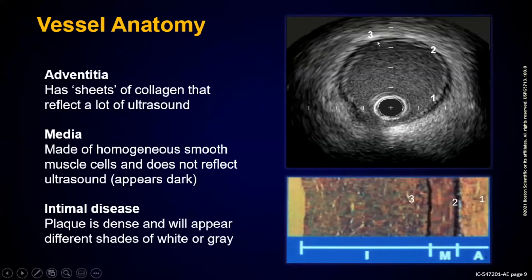Then there is a thin rim of black shadowing, and that is made of homogeneous smooth muscle cells and does not reflect ultrasound. That's why it appears dark. And the inner layer is the intima, which, where the plaque is dense, will appear in different shades of white. And this is the thinnest of all the three layers of the artery. As we all know, the thickness of the intima has to be more than 250 micrometers for it to be visible on intravascular ultrasound.